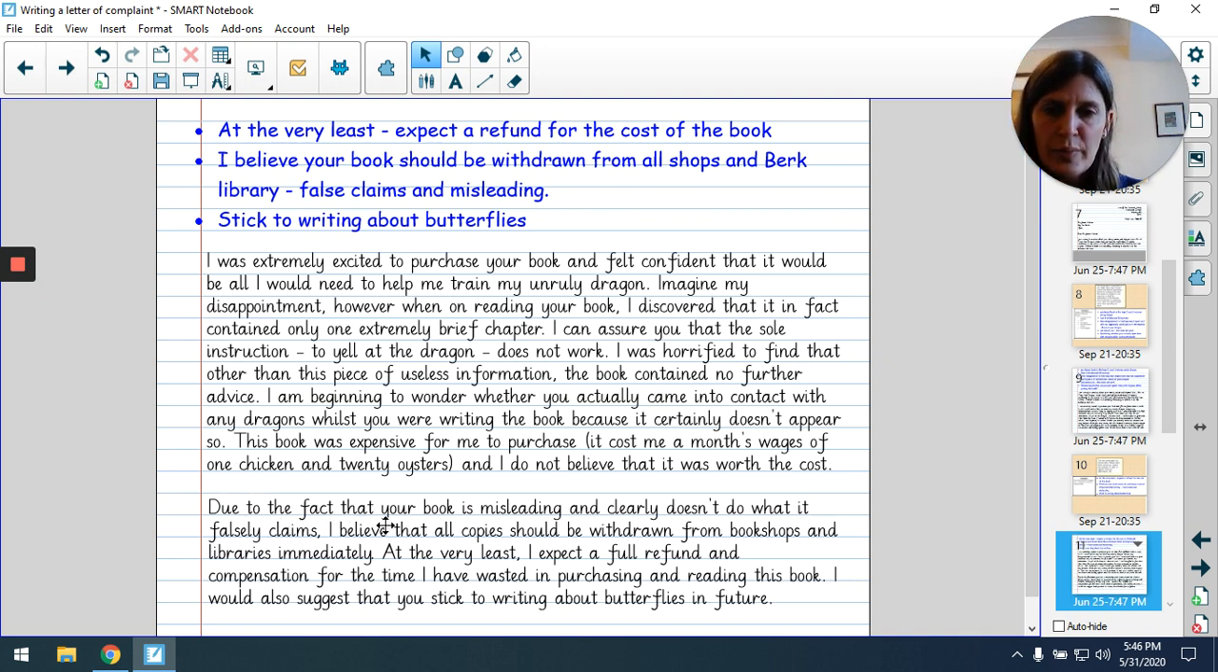Due to the fact that your book is misleading and clearly doesn't do what it falsely claims, I believe that all copies should be withdrawn from bookshops and libraries immediately. At the very least, I expect a full refund and compensation for the time I've wasted in purchasing and reading this book. So we've got a bit of technical vocabulary there. I would also suggest that you stick to writing about butterflies in future. So I've taken my notes and I've added in some of those talk scaffolds. I believe, I expect, due to the fact.